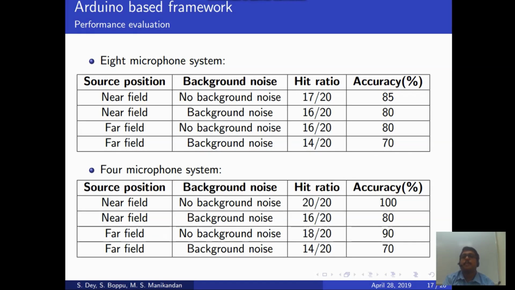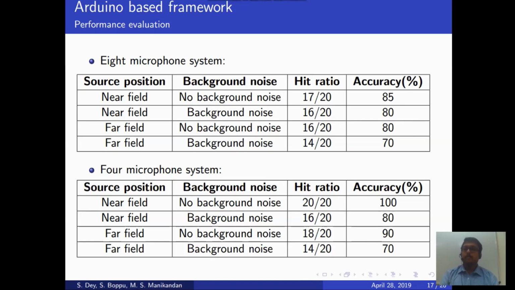Coming to results, this is the performance evaluation table of our first framework. The upper table denotes the results when 8 microphones have been used, and the lower table gives the results for 4 microphones. We have given the results for near field and far field, and with background noise and without background noise. Here the background noises are AC, fan and people speaking.